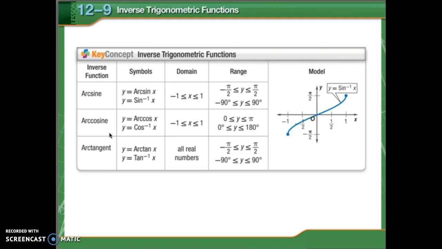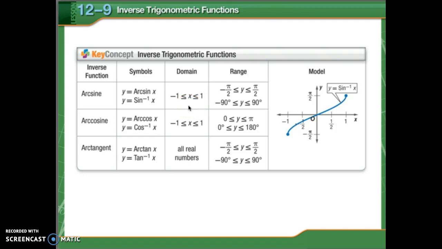Basically, because these are inverse functions, just like we studied inverse functions earlier in the year, when you have an inverse function, you basically have flipped the x and the y values of the function. So while the sine of x and the cosine of x have a range between -1 and 1, the arc sine or the inverse sine and the inverse cosine have the domain between -1 and 1.